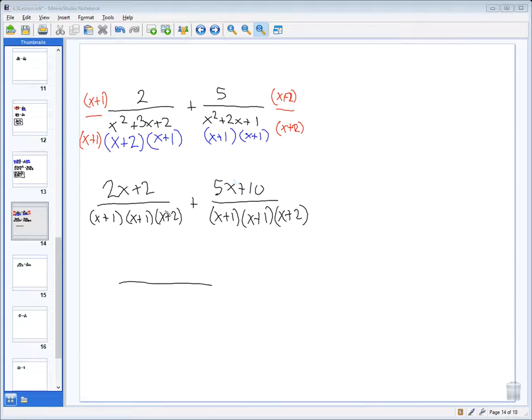We have 2x plus 5x is 7x, and 2 plus 10 is 12. And it's still over the denominator of x plus 1, x plus 1, and x plus 2. 7x plus 12, that does not factor, which means this is our answer.